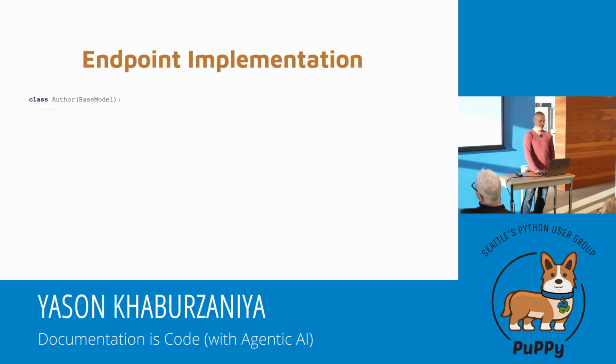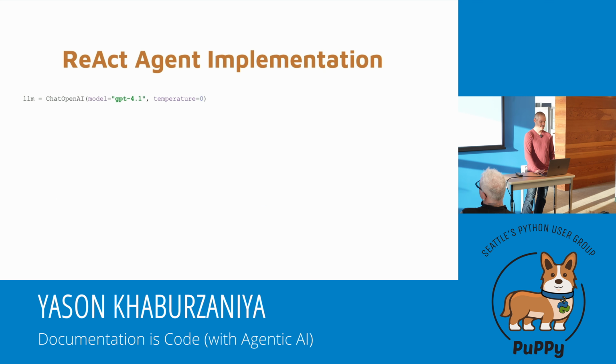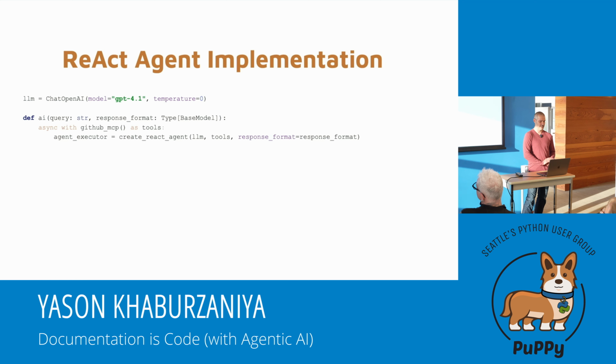So let's see what our implementation is going to look like. We're going to have our data structure, which is just going to contain the fields that we want, and we're going to have our data endpoint, and in the data endpoint we're going to put our requirements. So those are the requirements that I read out earlier for those who are not able to see. And then we're going to call our AI agent helper function. To get that agent going, we have an LLM, we get some tools for GitHub, and we create the React agent from LangGraph.